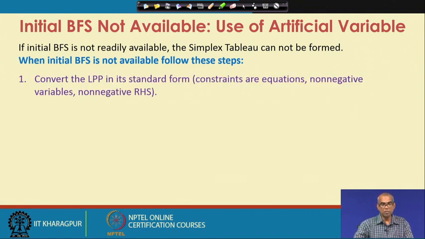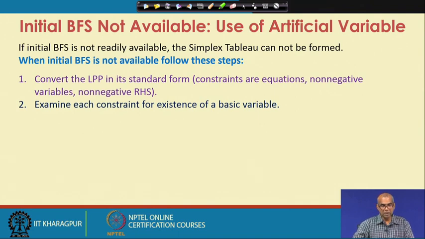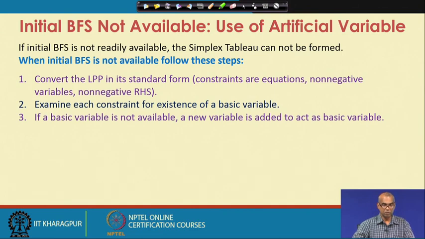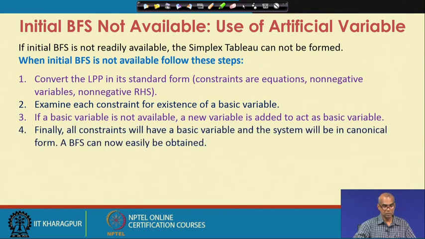Convert the linear programming problem in its standard form, that means constraints are all equations, non-negative variables and non-negative right hand side constants. Examine each constraint for existence of a basic variable. If a basic variable is not available, a new variable is added to act as basic variable. Finally, all constraints will have a basic variable and the system will be in canonical form. A basic feasible solution can now easily be obtained.